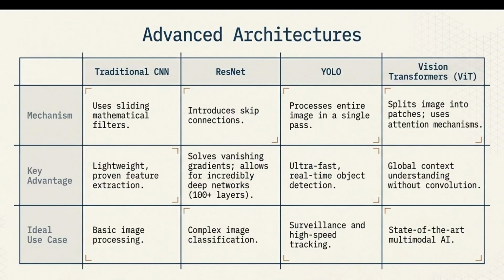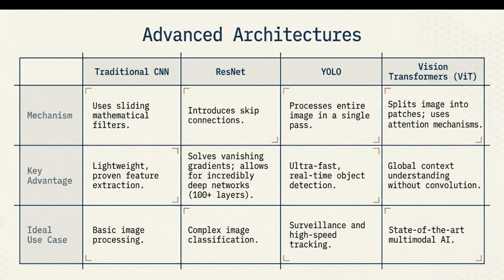Advanced architectures. There are various different types of architectures which we use for computer vision: traditional CNN, ResNet, YOLO, vision transformers. Okay, let's get to know about the mechanism of each and every architecture which we have in here. Traditional CNN use sliding mathematical filters. As I mentioned before, convolution uses these mathematical filters, which are dependent on the mathematical formulation which we have given to that particular filter.